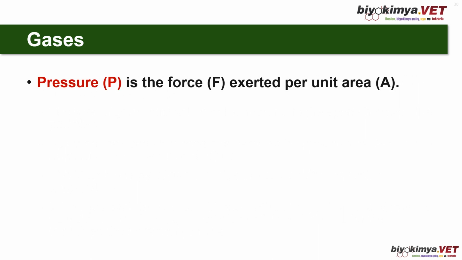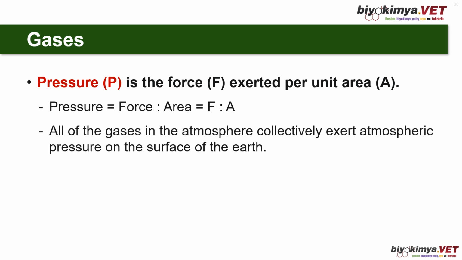Pressure is the force exerted per unit area. That's pressure equals force divided by area. All of the gases in the atmosphere collectively exert atmospheric pressure on the surface of the Earth. The value of the atmospheric pressure varies with location, decreasing with increasing altitude. Atmospheric pressure also varies slightly from day to day, depending on the weather. Atmospheric pressure is measured with a barometer. A barometer consists of a column of mercury sealed at one end and inverted in a dish of mercury.